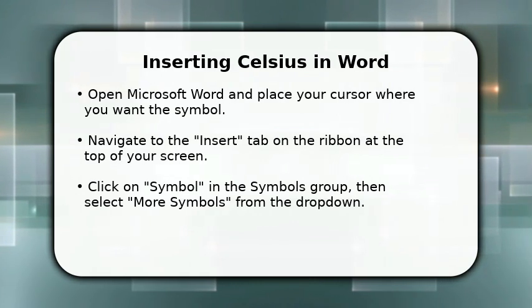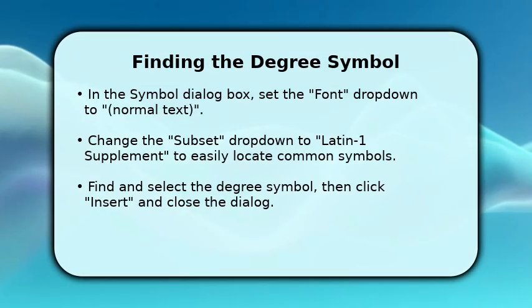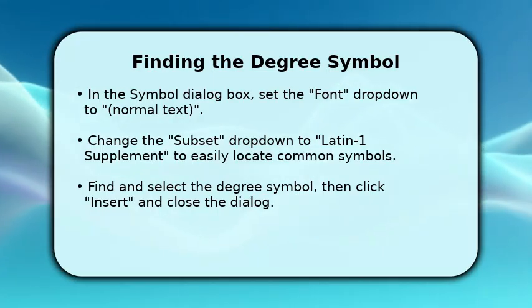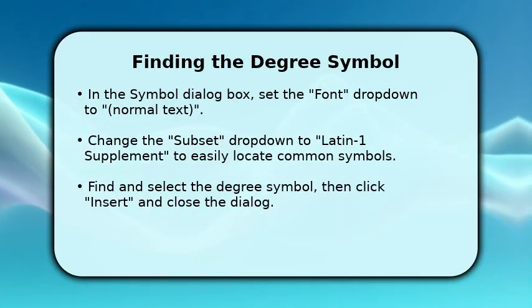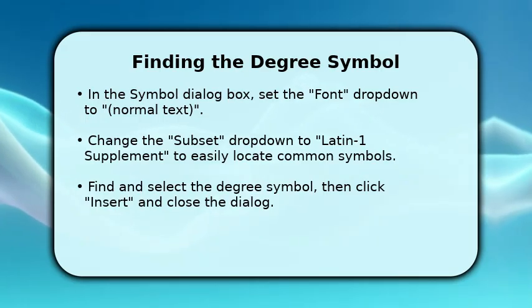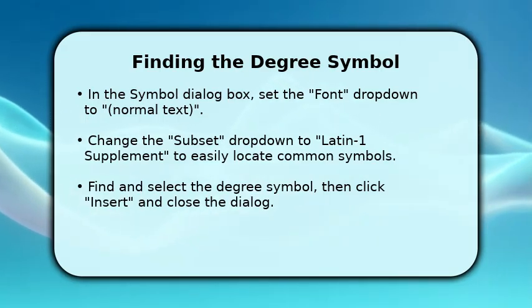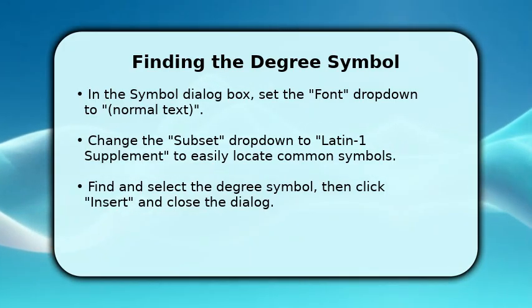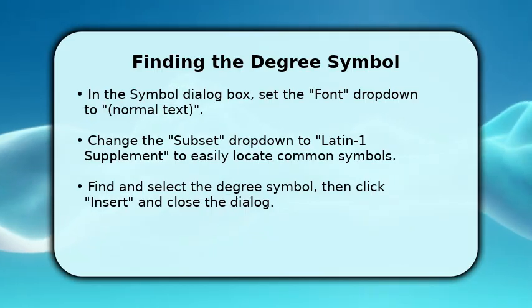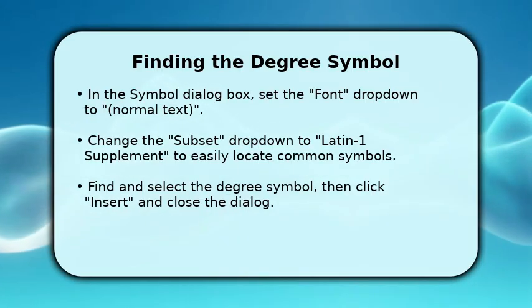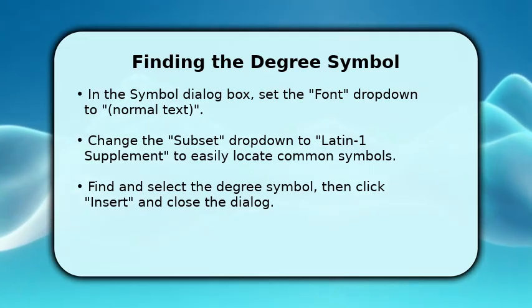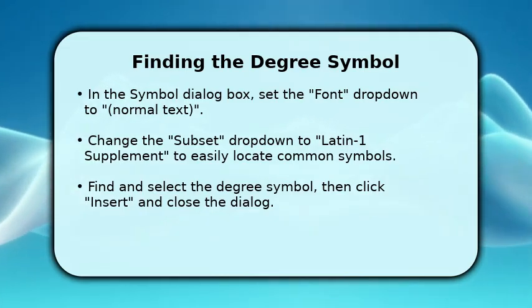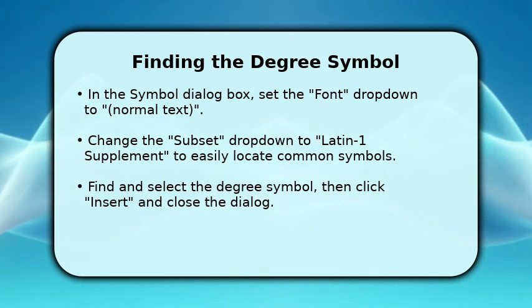Let's dive right into the steps. Once the symbol dialog box is open, you'll need to locate the specific degree symbol. Make sure your font is set to normal text for the widest range of characters. Then, navigate to the Latin 1 supplement subset, where you'll find the degree symbol readily available. After inserting the degree symbol, simply type a capital C immediately after it to complete the Celsius notation. This ensures proper scientific and professional representation.